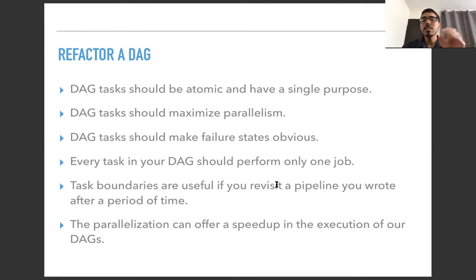The task, the place where it fails, if it's small enough, you are going to be able to identify where that specific task has failed. Every task in your DAG should perform only one job. It's easier to write, it's easier to debug. And task boundaries are useful if you revisit a pipeline you wrote after a period of time, because you can understand what this small piece of code is doing, instead of this super big function.